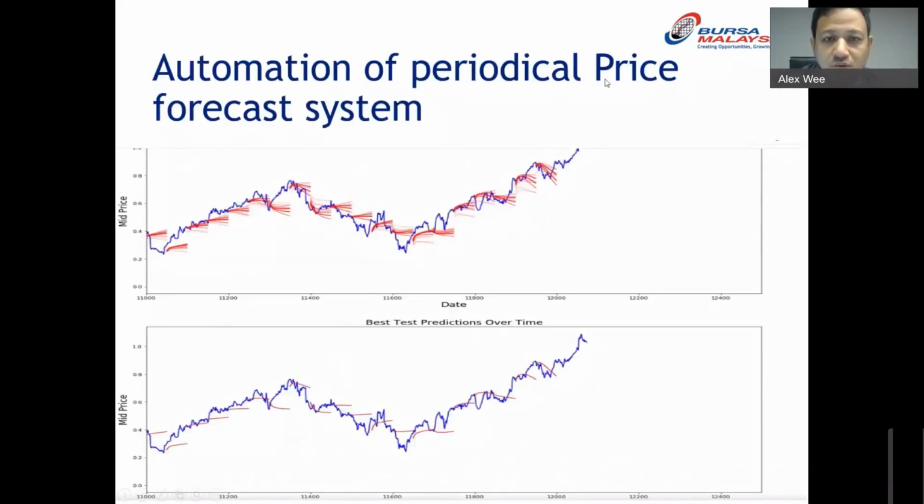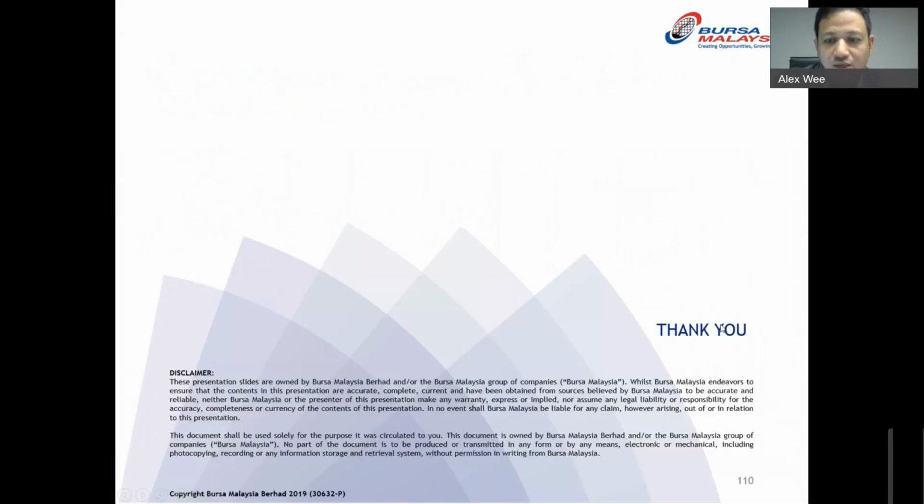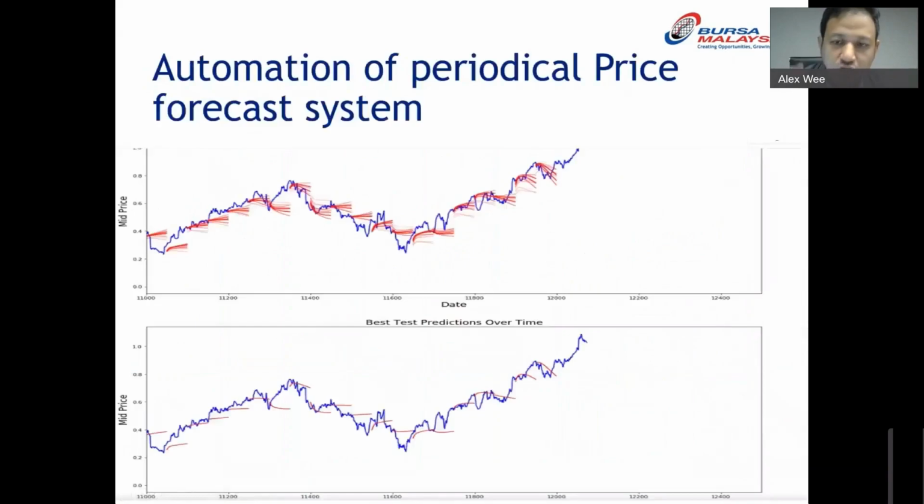Then you can automate the periodical price forecast, like every week doing one forecast, with all the potential paths using Monte Carlo and one most likely path. Then you map out the path, for example, at this point it might come down, at this point it might go up. So all the dashed lines are the potential paths that the price will go. Right, so that's the machine learning part, and it is added onto the intermarket analysis.